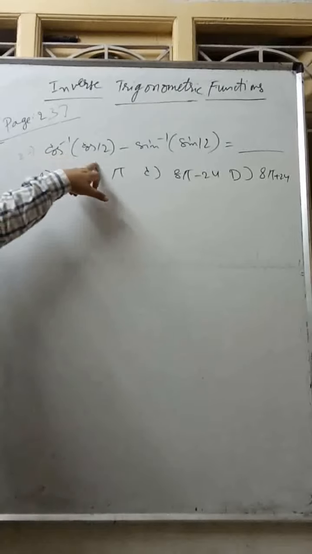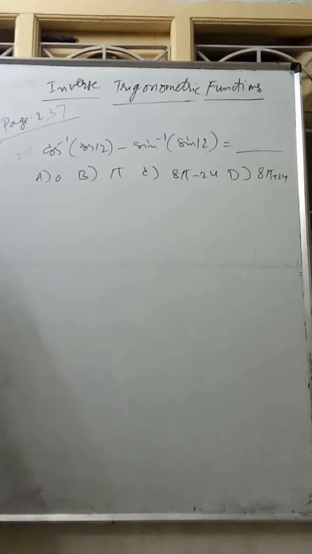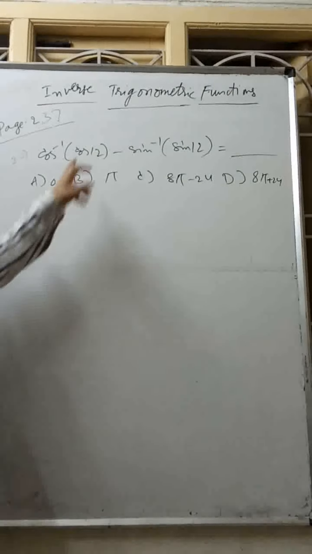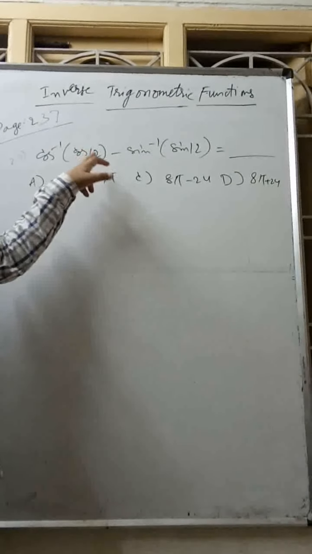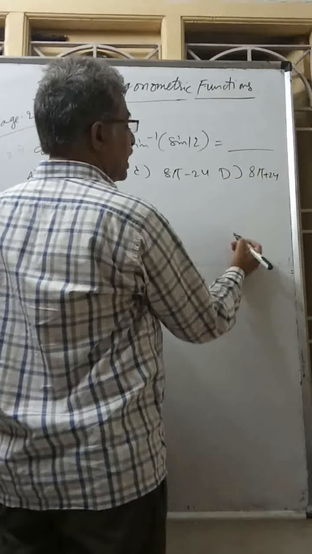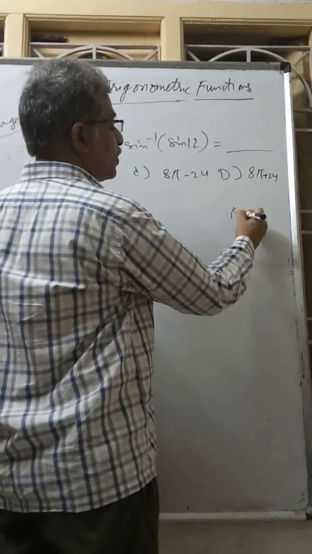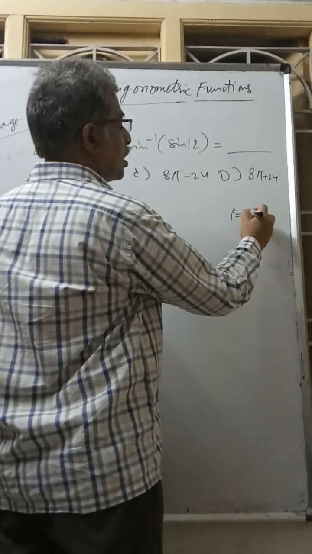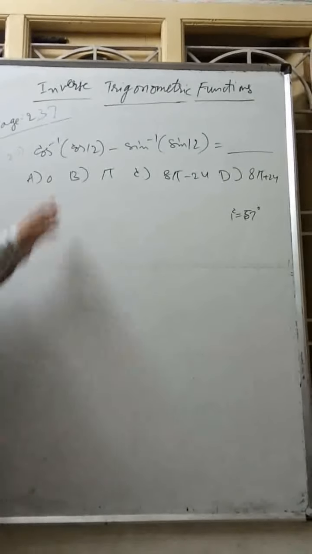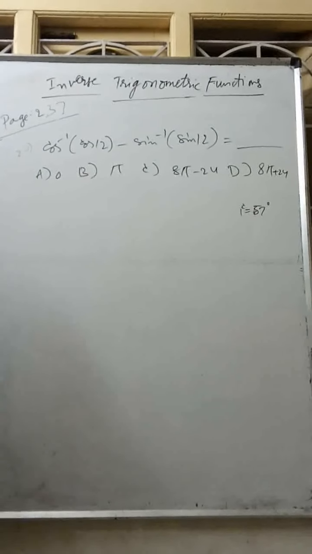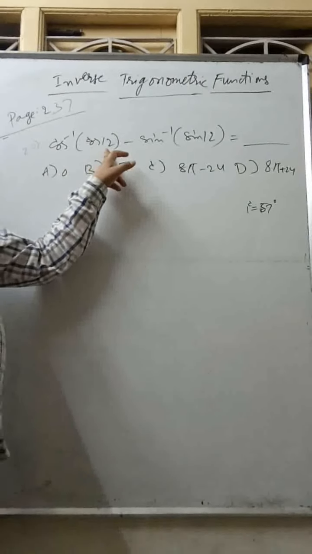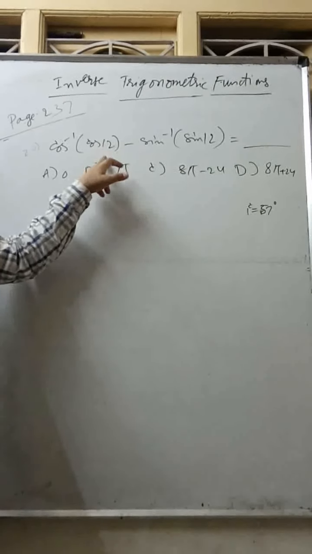Cos inverse of cos 12 minus sin inverse of sin 12, but this is not degrees, observe, that is most important. Means this is in radians. 12 radian, we know that 1 radian equals 57 degrees, more than 57 degrees. Means he is giving 12 radians. If you observe, this is 12 radians.